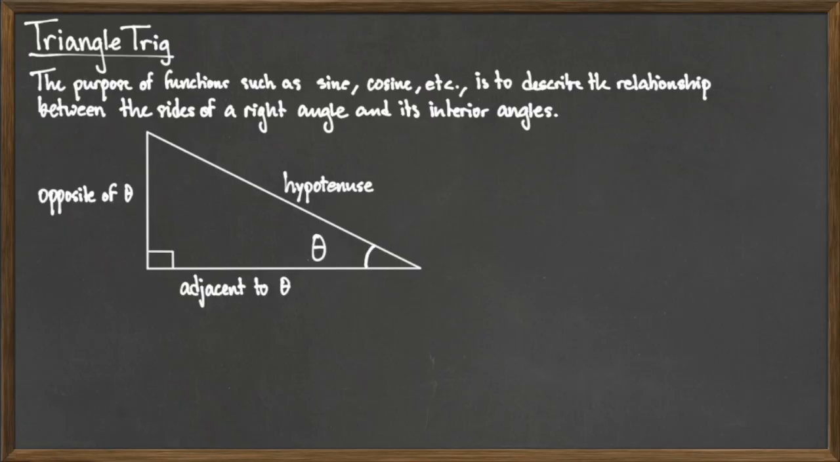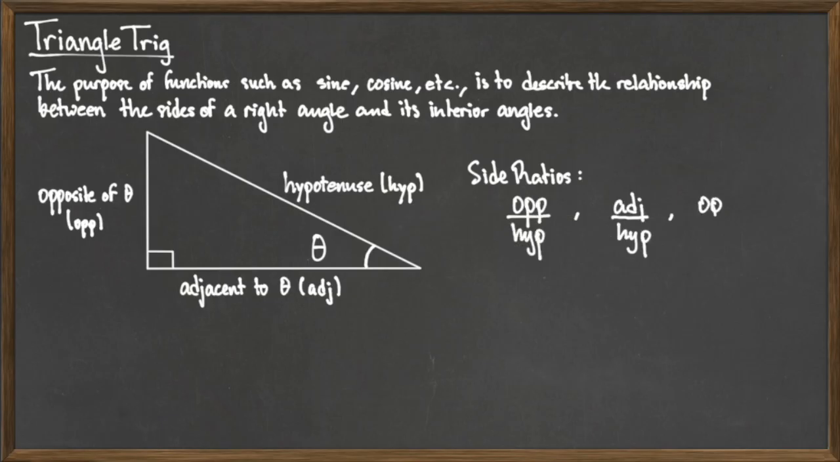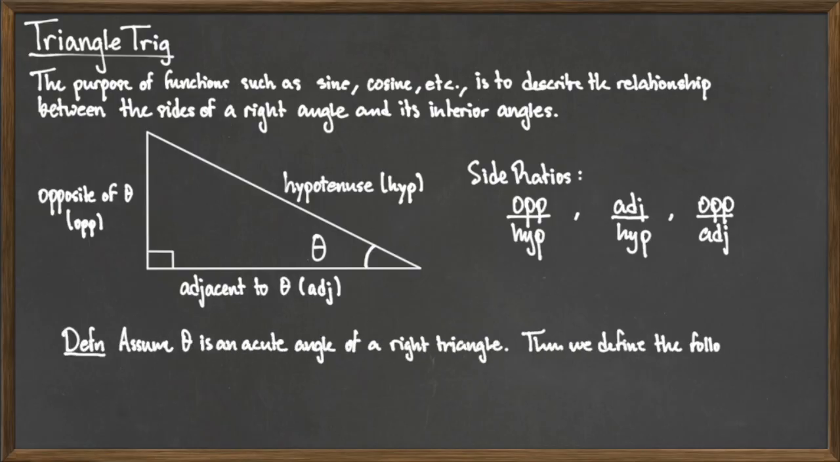We have the sides labeled opposite of theta, the side adjacent to theta, and then the hypotenuse, which is opposite the right angle, or the longest side of a right triangle. It's also common to use the following abbreviations for this. Now, one of the things that we really care about are the ratios of the sides of these triangles, namely opposite over hypotenuse, adjacent over hypotenuse, and opposite over adjacent. This gives us the following definition.